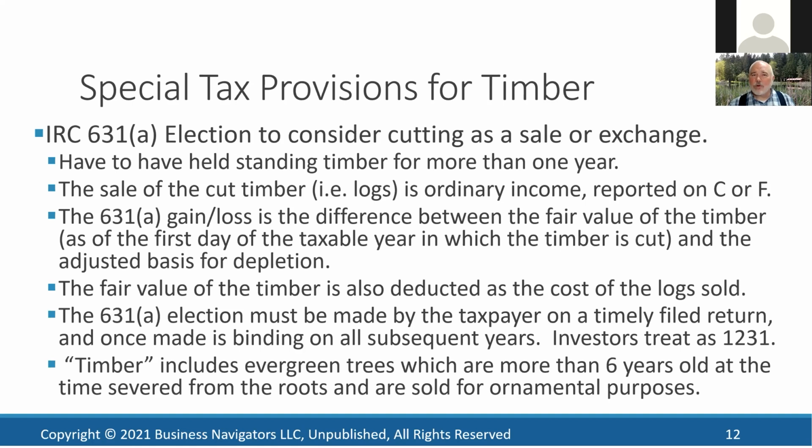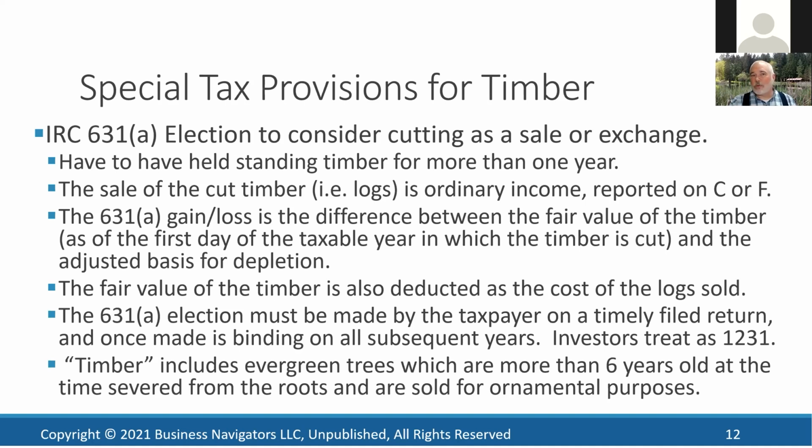And in effect, we're treated as having sold that standing timber to ourselves. So in effect, we have two businesses. We've got one business that is raising timber. We have another business that's cutting and selling logs. And so the business that's raising the timber, in effect, sells its stumpage to the business that's cutting and selling the logs. And so the capital gain is the fair value of all the timber that we cut during the year. It also shows up as a cost of goods sold on the Schedule C.